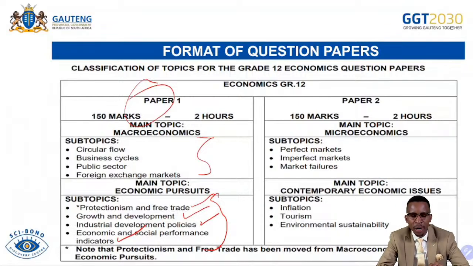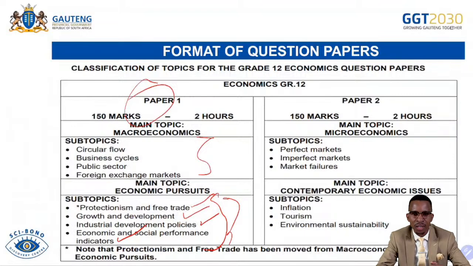This part is found in question 1, which is section A. In section B, it will be question 3. It will be a part of question 4 also. Remember, question 4 mixes both macro and economic pursuit. And then in your section C, you will be coming across one of the essays from these topics in question number 6. So it is very important for you to know the layout and the structure of your question paper so that you can prepare yourself accordingly.